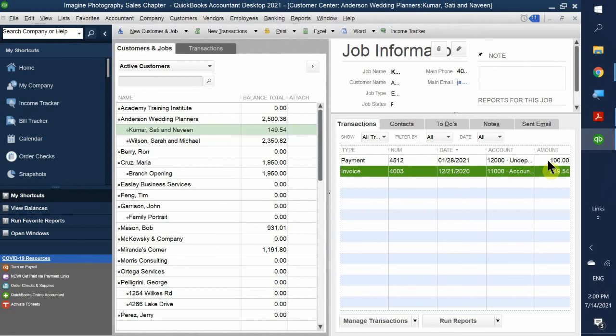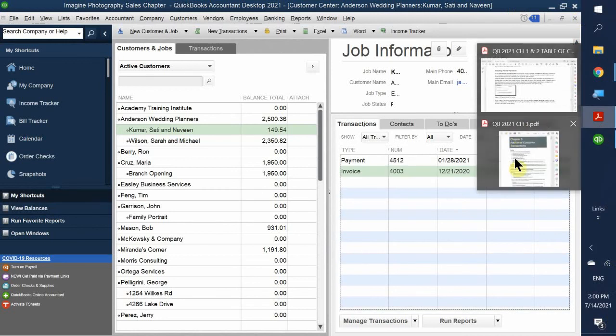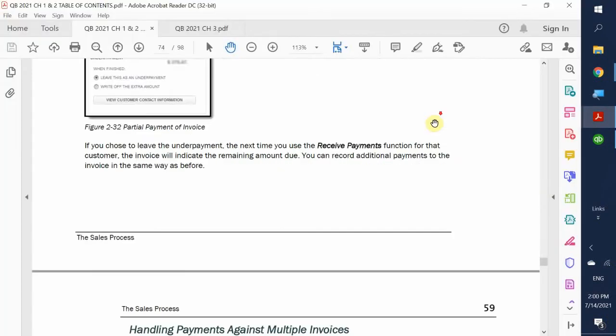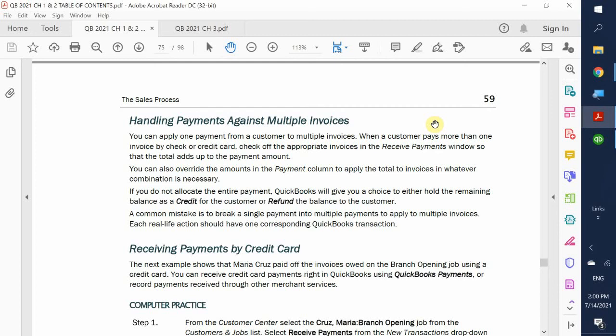So any questions in regards to partial payments? No. Okay? So once again, now we're going to continue on. The next section is going to be handling payments for multiple invoices.